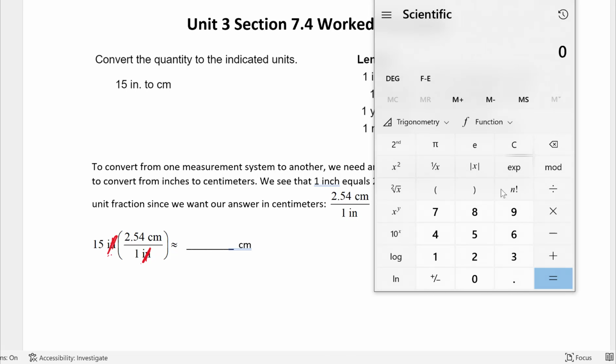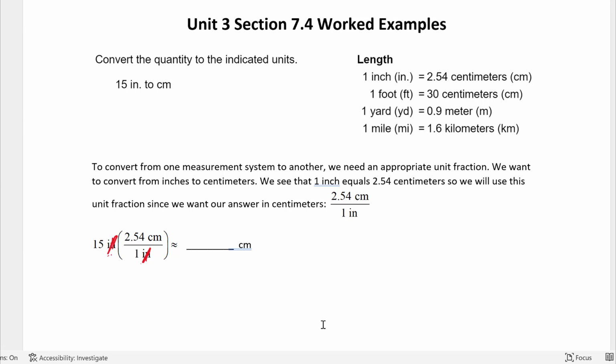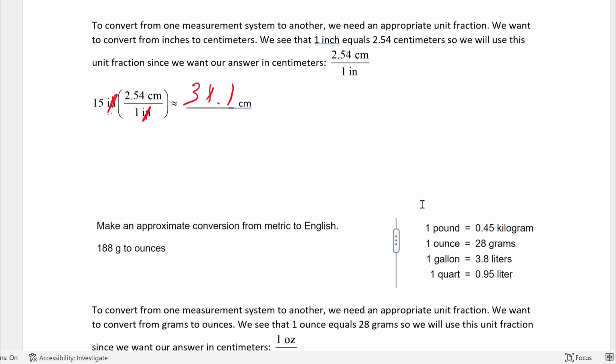All right, so let's go ahead and multiply. I'm going to take 15 inches and multiply by 2.54, and I get 38.1 centimeters. So I know that 15 inches is equivalent to approximately 38.1 centimeters.